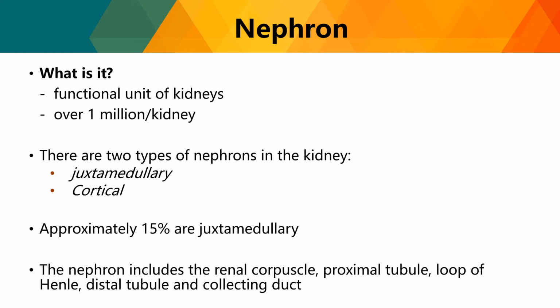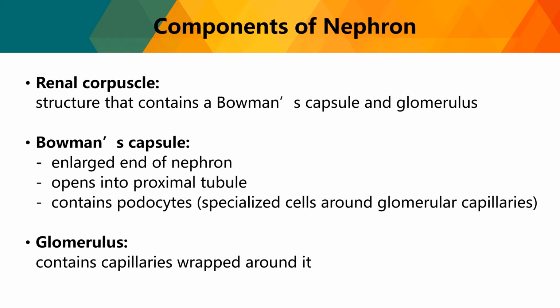So there are approximately 15% which are juxtamedullary, and the nephron includes the renal corpuscle, proximal tubule, loop of Henle, distal tubule, and your collecting duct. The components of the nephron include your renal corpuscle. This structure contains your Bowman's capsule and a glomerulus.